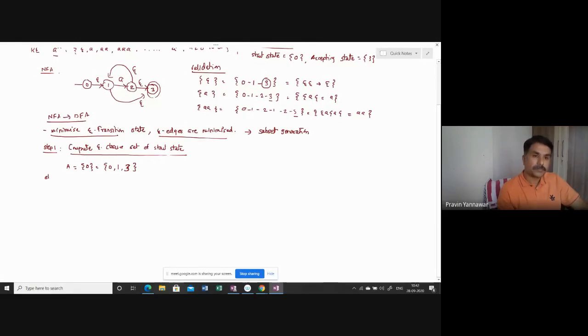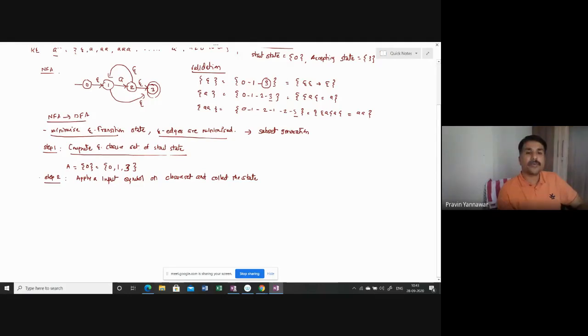Once you have got a closure set, step number 2: apply an input symbol on the closure set and collect the states. So what is our input symbol? Our input symbol is A.